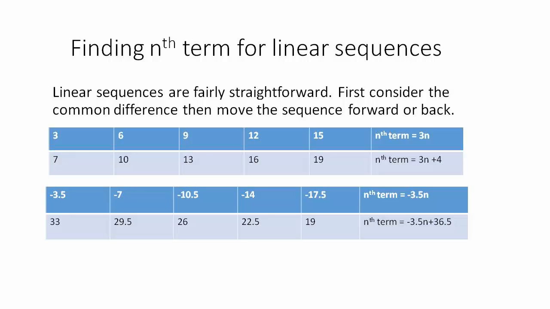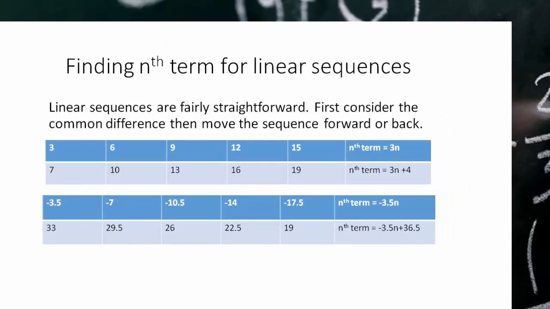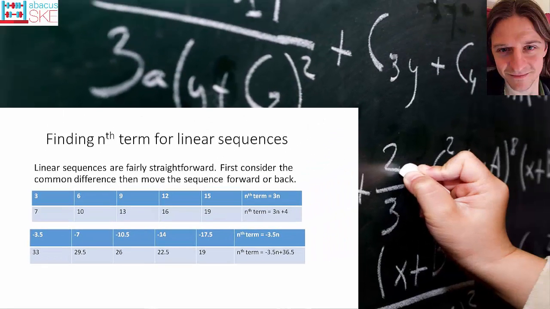Now you've got to think, what do you need to go from minus 3.5 up to 33, or minus 7 up to 29.5, or minus 10.5 up to 26? That common difference there is what we need to add on the end. It's going to adjust it and move the minus 3.5 times table, if you like, up to 33, 29.5, 26, 22.5, and so on. So, okay, that's linear sequences dealt with.